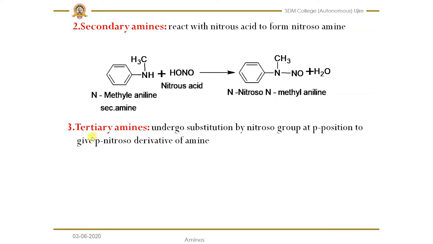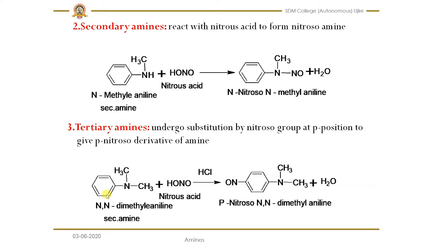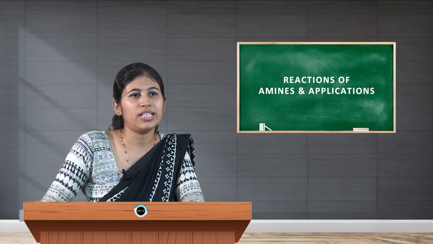Now the third reaction: when a tertiary amine is treated with nitrous acid, what product is formed? The example for tertiary amine is N,N-dimethylaniline, where three hydrogens of ammonia are replaced by CH3, CH3 and C6H5. When it is treated with nitrous acid in presence of hydrochloric acid, the NO group is attached at the para position, and we get para nitroso N,N-dimethylaniline. That is about the reactions with tertiary amine.